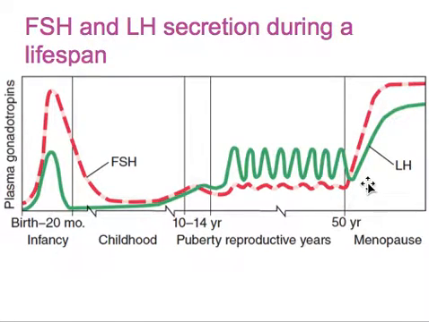And when your ovaries undergo menopause, there will be a reduction in the production of your estrogen and progesterone, and this reduction will result in a loss of negative feedback to your LH and your FSH. So in the menopausal years, you will have high levels of your LH and FSH.